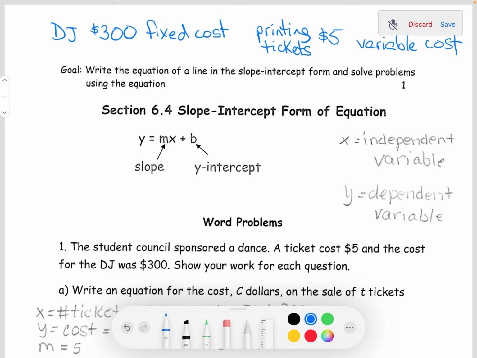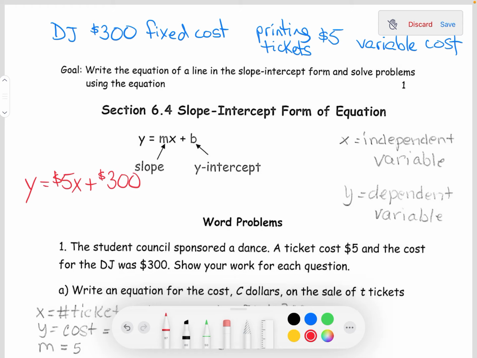If you think about our equation, y equals mx plus b, the y is going to be our total cost for hosting this dance. M is going to be the $5 per ticket. X is how many tickets we get printed, plus the fixed cost of $300 for our DJ. So y equals mx plus b is actually useful when we have a variable cost and we have a fixed cost.